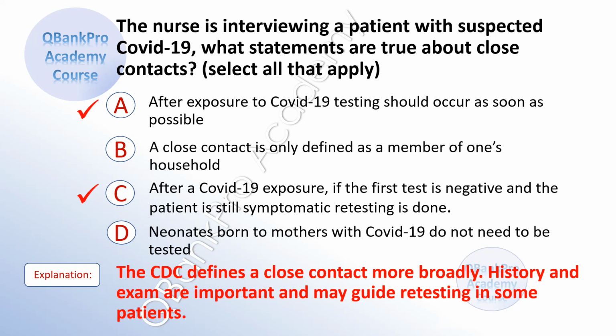The correct answer is, after exposure to COVID-19, testing should occur as soon as possible. And after a COVID-19 exposure, if the first test is negative and the patient is still symptomatic, retesting is done. Explanation. The CDC defines a close contact more broadly. History and exam are important and may guide retesting in some patients.